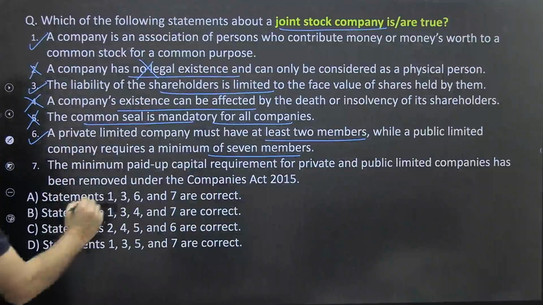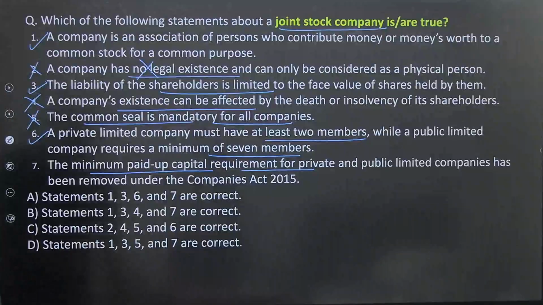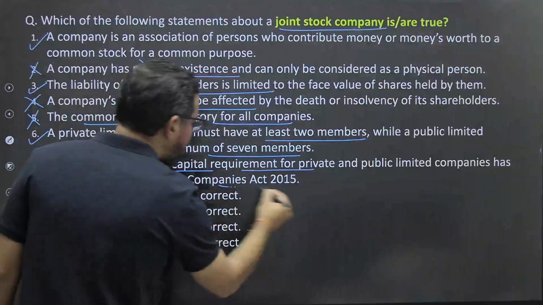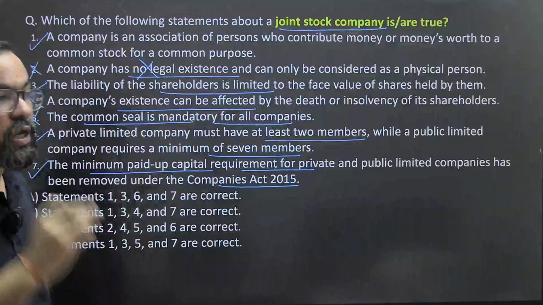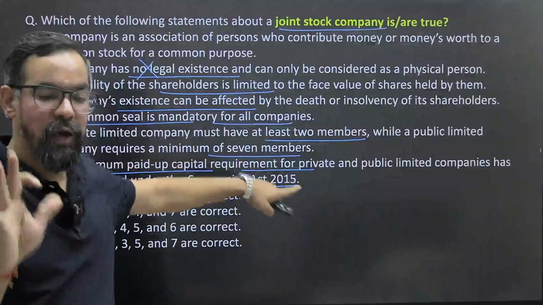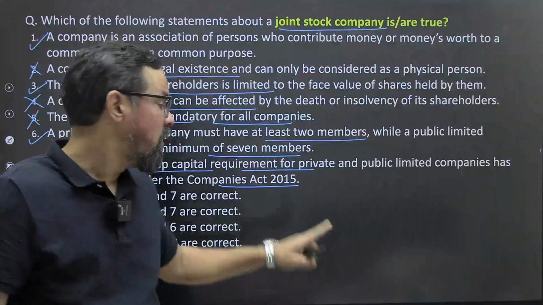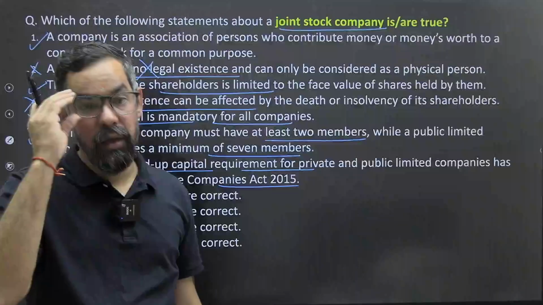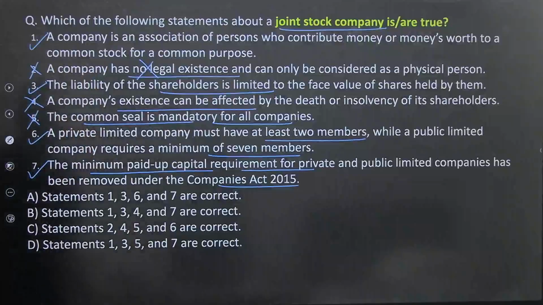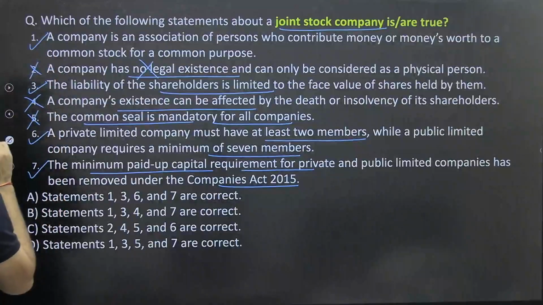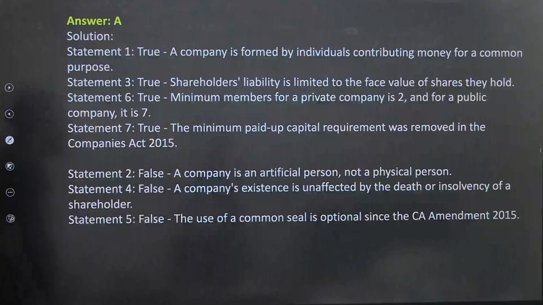100% true. The minimum paid up capital requirements for private and public limited companies has been removed under the Companies Act 2015 amendments. This is also true. Earlier, for a private company it was 1 lakh, and for a public company it was 5 lakh, but now it got removed with this amendment, and now it is totally decided by the proprietors of that particular business. So 1367 means option A only will be the right answer for this particular one.